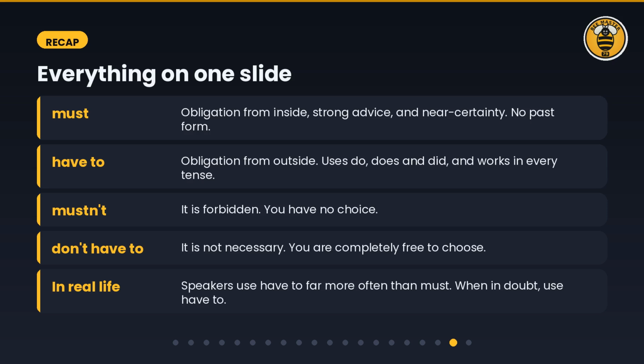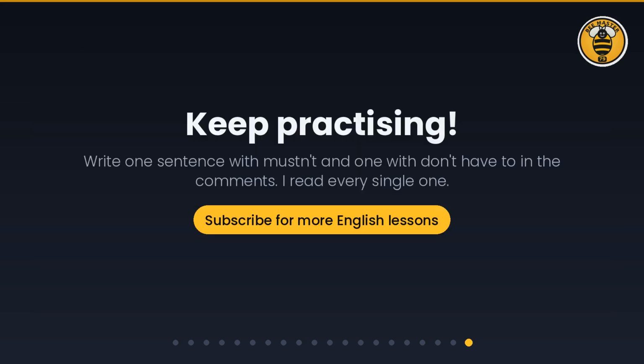And the practical tip. In real conversation, people use have to far more often than must. So when you are not sure, choose have to. You will almost always be right. That is have to and must.